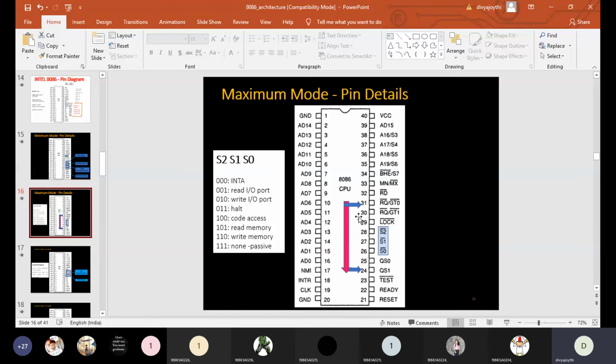But here, if you observe, pin number 30 is having request or grant 1. Pin number 31 is having request or grant 0. Among these two, request or grant 0 will be given higher priority than request or grant 1. Its functionality is very similar to hold and HLDA, whereas hold and HLDA will happen between two systems, this request and grant will happen within the system itself. Guys, are you clear?